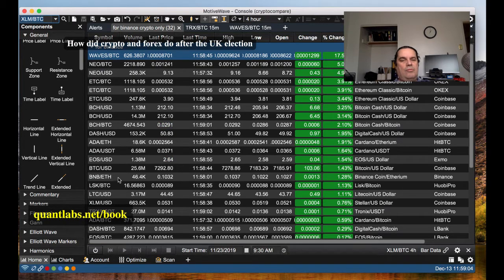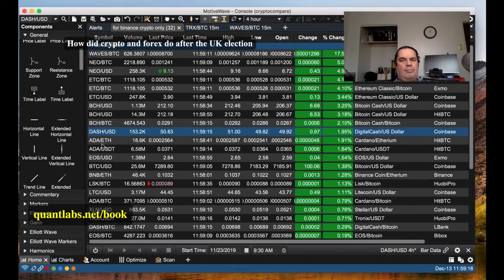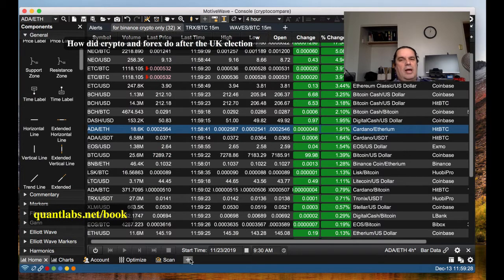Wow, we got quite a few moving. Dash is moving, but unfortunately that's Dash USD. I could still, well, my signals won't pick it up because it's only Bitcoin and Ethereum. ADA Ethereum. Well, that looks okay. Let's try that one. ADA Ethereum. We don't get a lot of Ethereum.